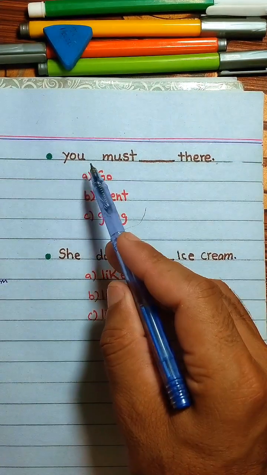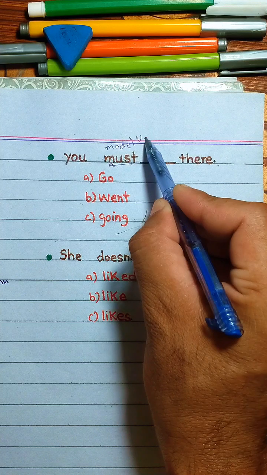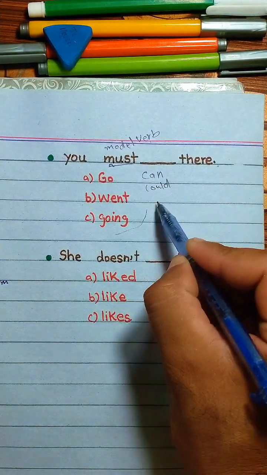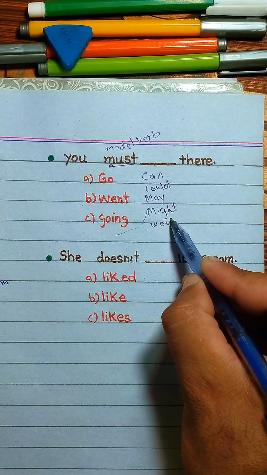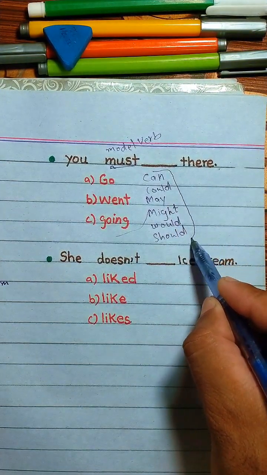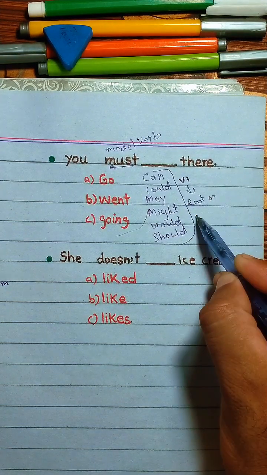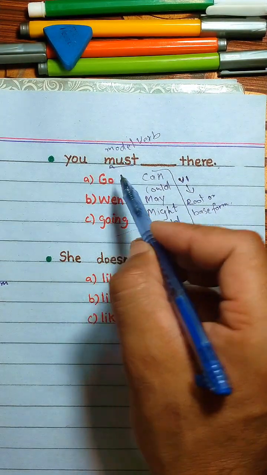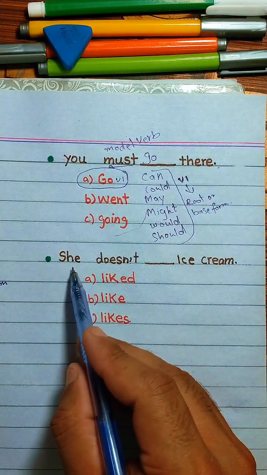Next, you must dash there. Must is a modal verb. Can, could, may, might, would, should. These modal verbs are followed by V1, root or base form. So the correct answer is go. V1, root or base form.